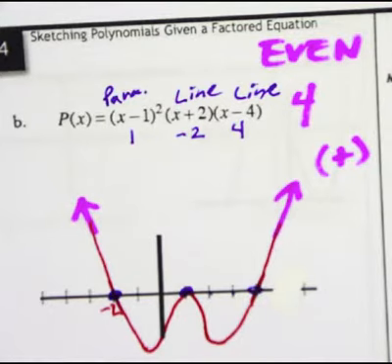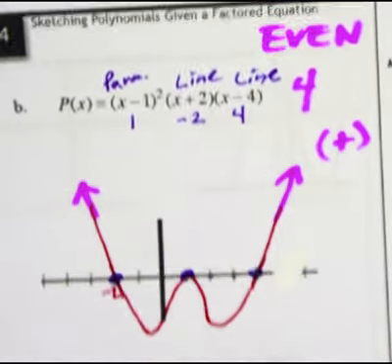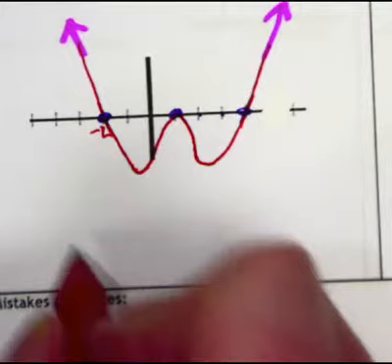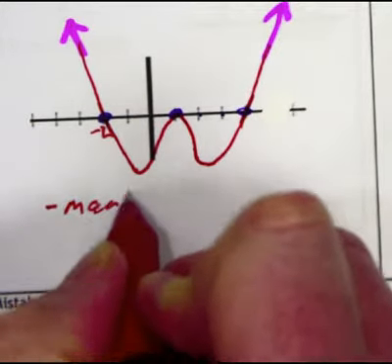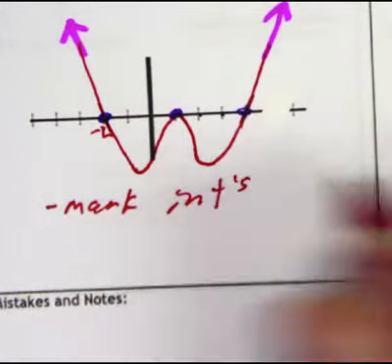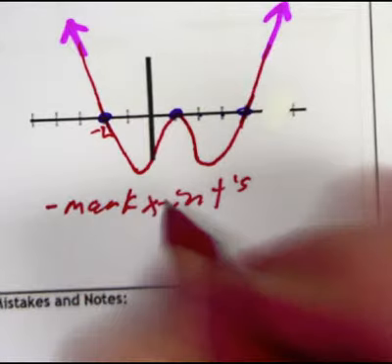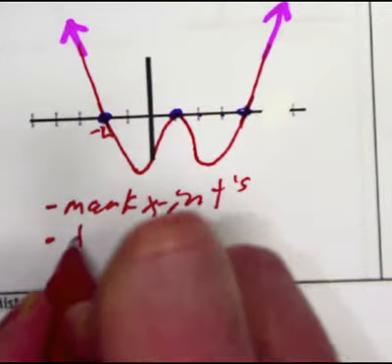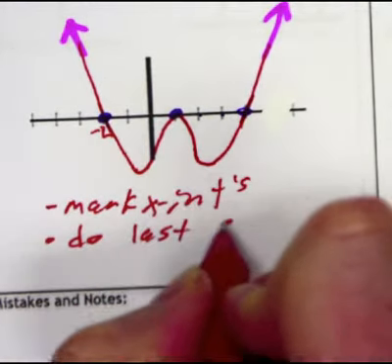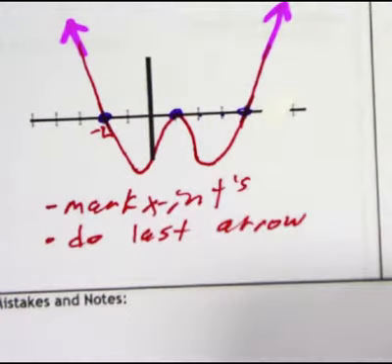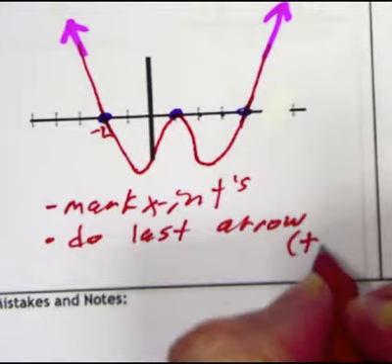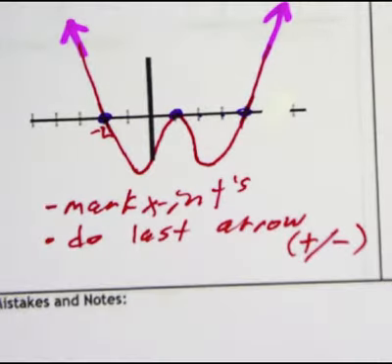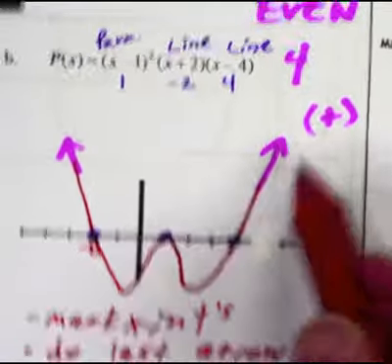Now, I usually would say that there is a 3-step process here. Step 1 is mark the x-intercepts, or the roots. Then the second step would be to do the last arrow. Do the last arrow first, and that last arrow is based on, do you have a positive or a negative number out front? Positive numbers go up, negative numbers point down.